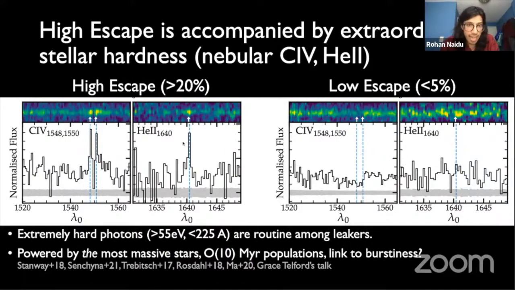And what this is telling us is the high escape stack must really be powered by the most massive stars, very young, order of 10 megayear populations, produced in very fresh starbursts, providing an empirical link to all the talks we heard about burstiness being linked to Lyman continuum escape and all the work from simulations that has been suggesting that picture.